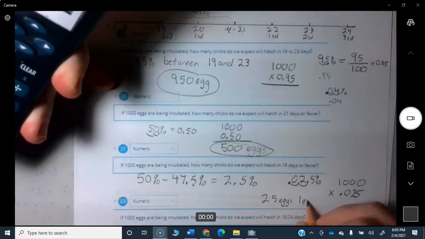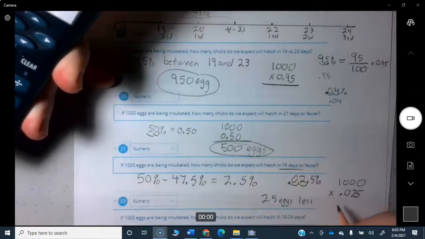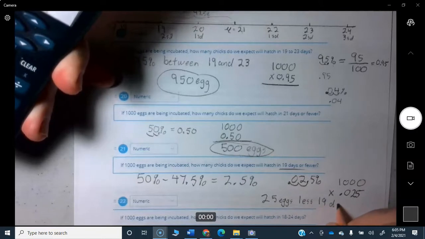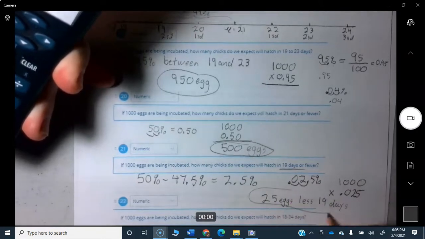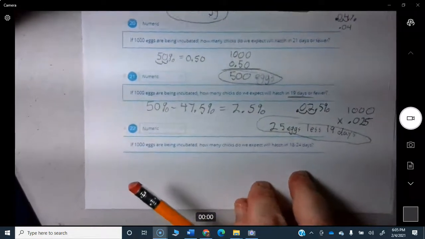Less than 19 days. So that's your final answer right there. Okay, keep rolling.